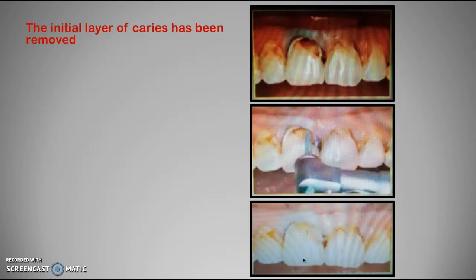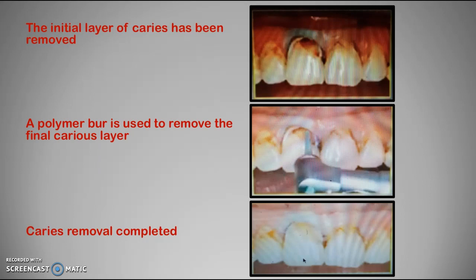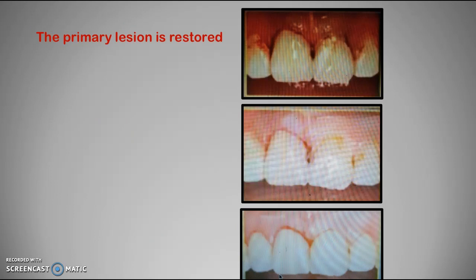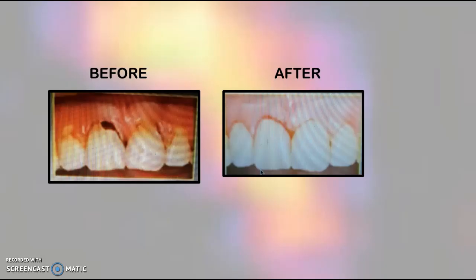The initial layer of caries has been removed. A polymer burr is used to remove the final carious lesion, and the caries is removed completely. Main lesion is restored, and the third pic shows the end result. This is the before and the after picture of it.